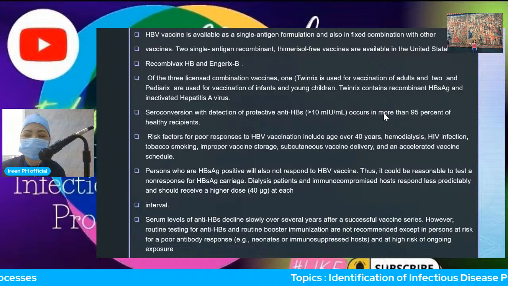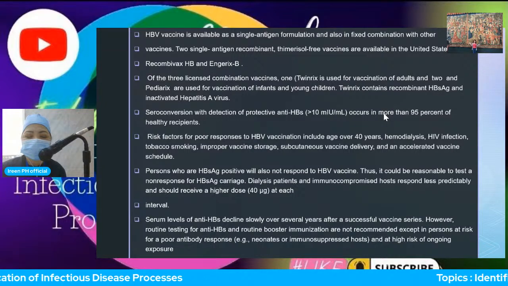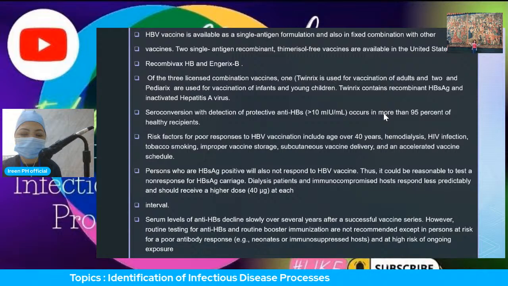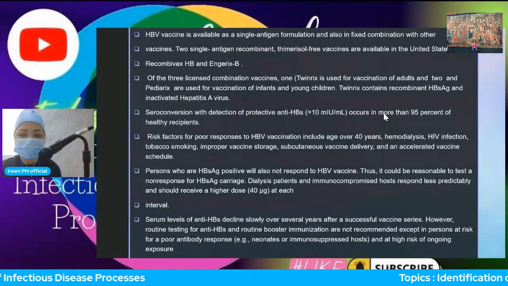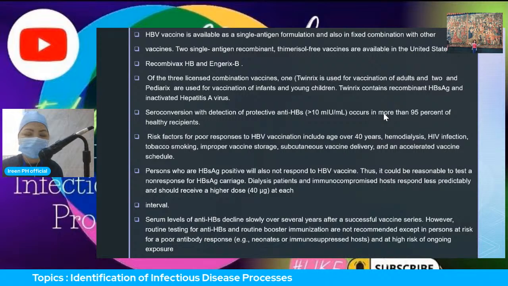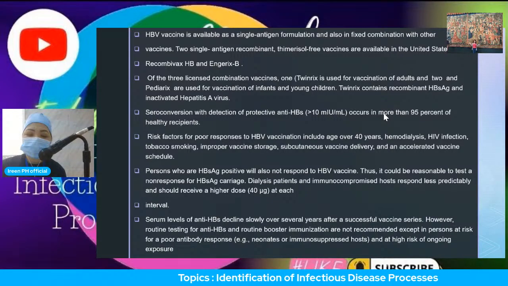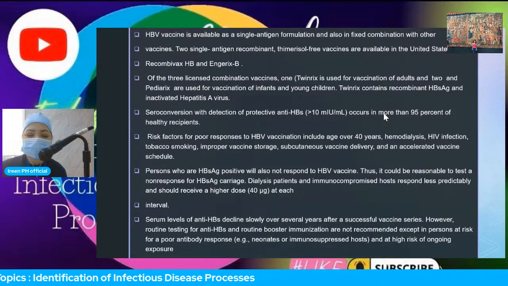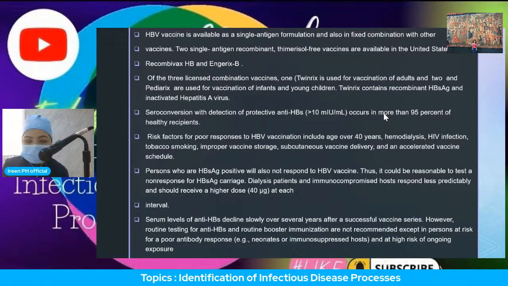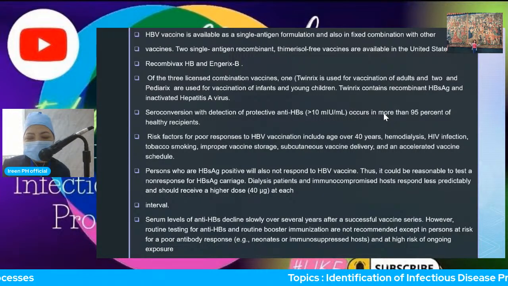Seroconversion and detection of protective anti-HBs at 10 mIU/ml occurs in more than 95% of healthy recipients. Risk factors for poor response to Hepatitis B vaccination include age over 40 years, hemodialysis, HIV infection, tobacco smoking, improper vaccine storage, subcutaneous vaccine delivery, and accelerated vaccine schedule. That's why vaccines must be kept at the proper temperature, and we have a mandatory checklist for vaccine storage.